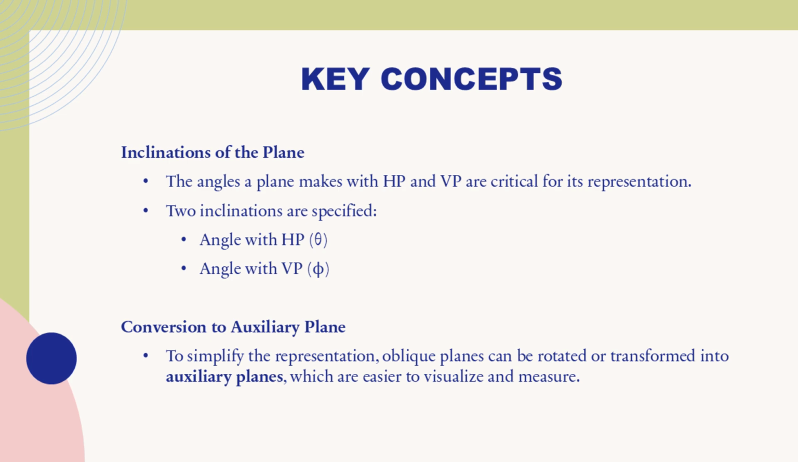The inclination of a plane is a critical aspect of its geometric representation. Engineers specify two key angles: the angle with the horizontal plane and the angle with the vertical plane. These angles help us precisely describe the plane's orientation in three-dimensional space. To simplify complex plane representations, we can convert oblique planes into auxiliary planes. This transformation makes it easier to visualize and measure the plane's characteristics.